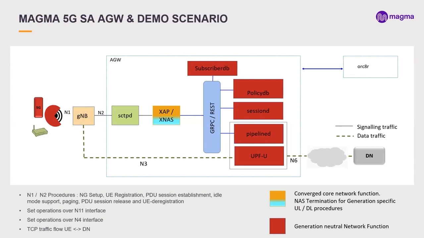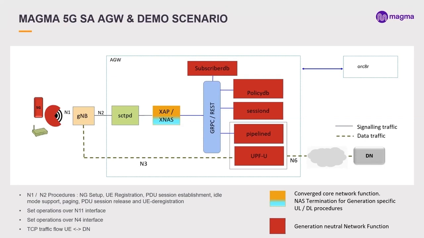The elegance of Magma you can observe in the XAP and XNAS. XAP means the access protocol, whether it is S1AP of 4G or NGAP of 5G. That is the application protocol for the access side, and then the 4G NAS and 5G NAS termination happen in the front. And in Magma today, the daemon is named MME. Eventually, that is going to be renamed to access daemon.